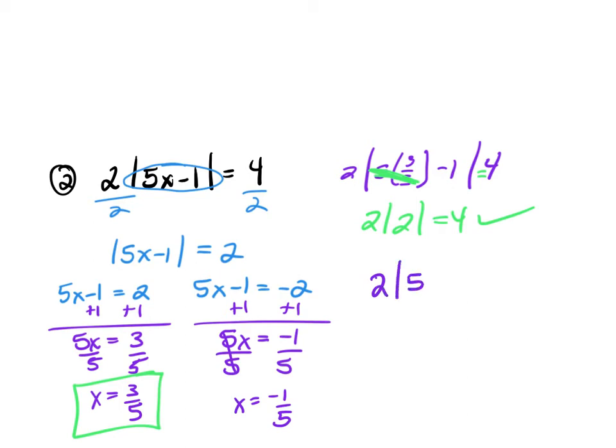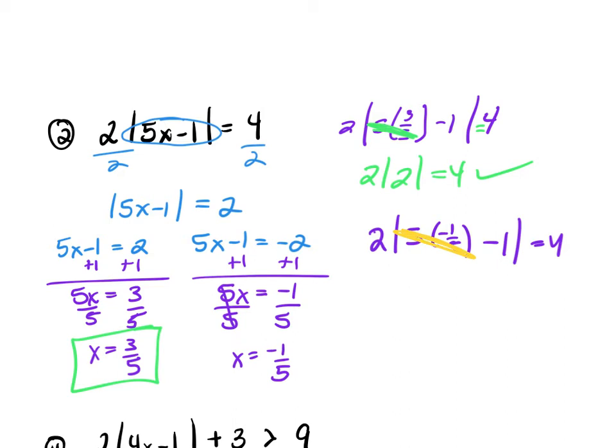Come on, y'all. So I'm going to plug in negative 1/5 here. Minus 1, does that equal 4? What happens to my 5s? They cancel out. What is negative 1 minus 1? Negative 2. Does 2 times the absolute value of negative 2 equal 4? Yes.